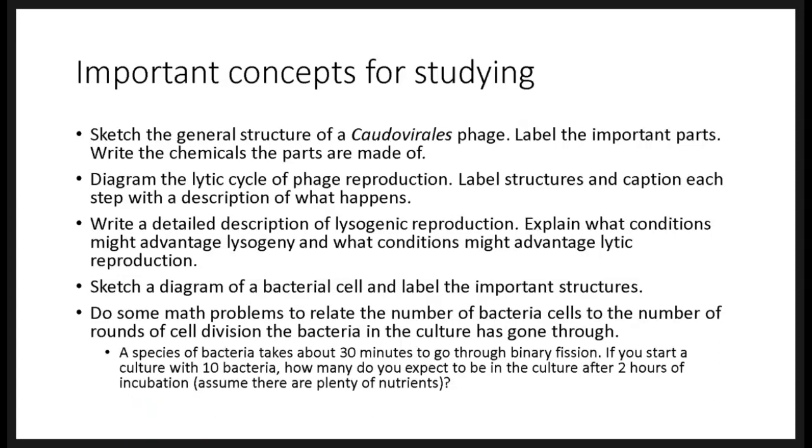Right? You can do the same thing with a lytic cycle of reproduction, so draw a diagram. Write a detailed description of lysogenic reproduction and explain what conditions might be important for lysogeny. You can do the same thing for bacteria cells, and also do a little bit of math. For example, if a species of bacteria takes about 30 minutes to grow through binary fission, if you start a culture with 10 bacteria, how many do you expect to be in the culture after 2 hours of incubation? So those are some simple things that you can do to study effectively for the quiz.